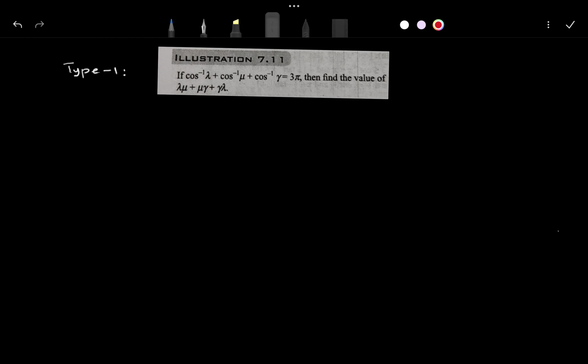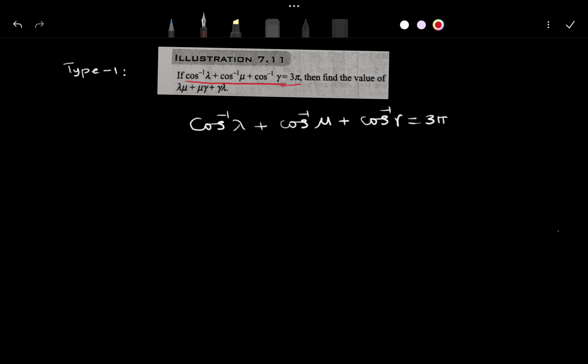Today we are going to discuss continuation of type 1 in inverse trigonometric functions. Few more questions. See, what is this first question? If cos inverse lambda plus cos inverse mu plus cos inverse gamma is equal to 3 pi. So now here you see, it is given that the sum is 3 pi, right?